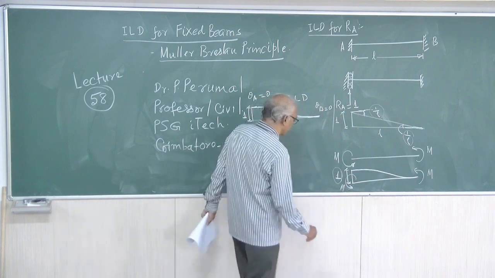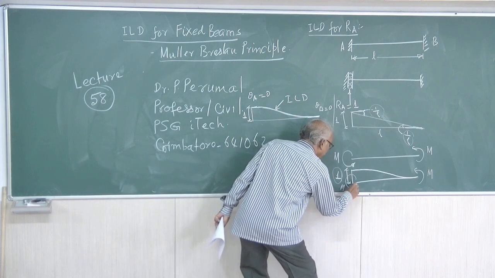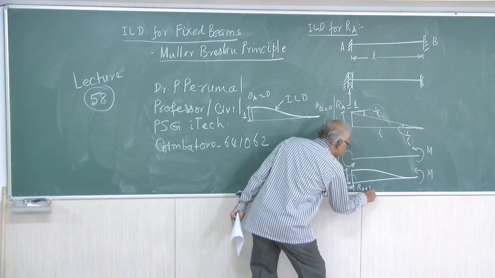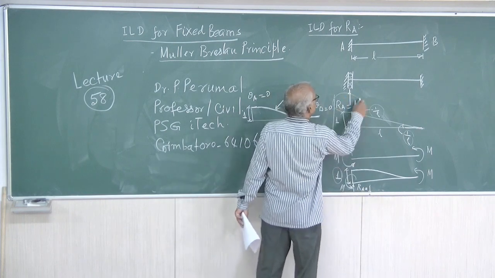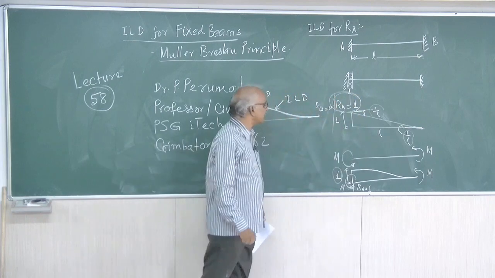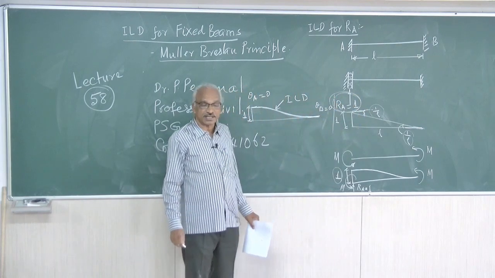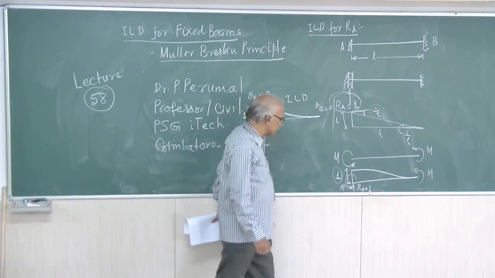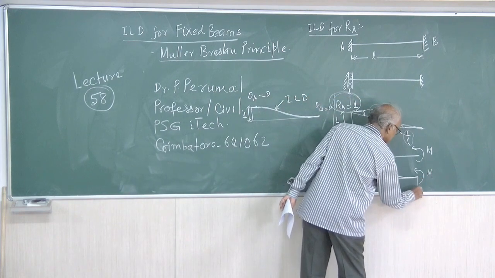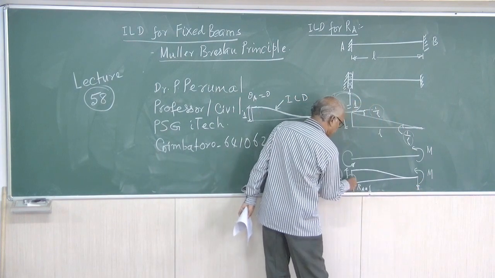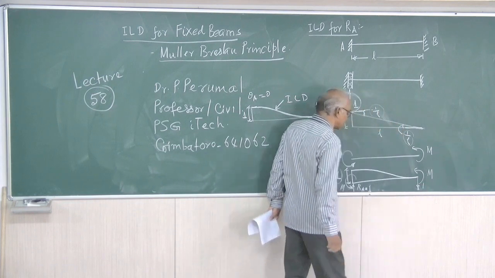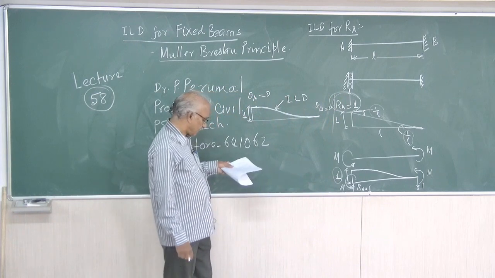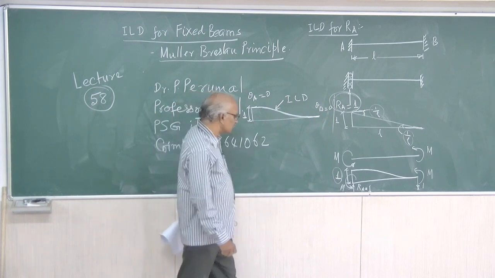Now, here we will have support reactions. So RA equal to 1. We are applying unit value of the force for which ILD is required. ILD is required for RA. Apply RA equal to unity. Now, 1 upwards means this is 1 downwards, because there is no other force. So sigma V equal to 0.